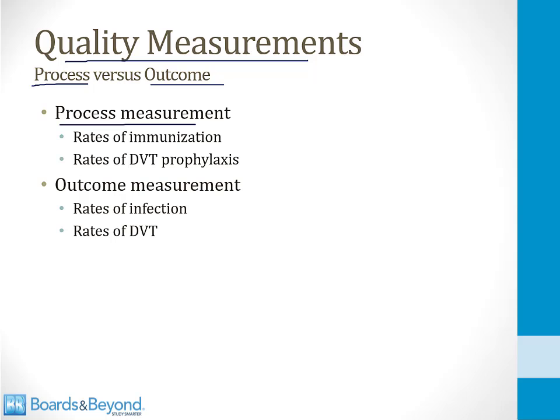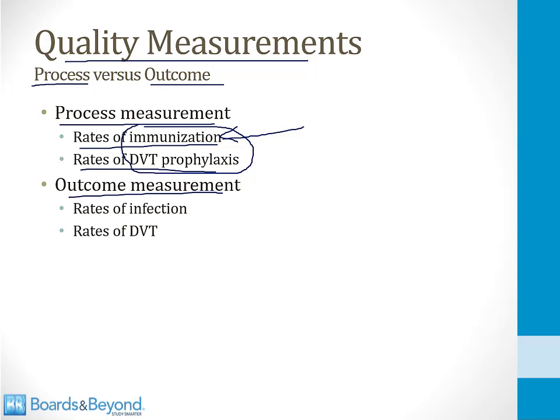A process measurement is a measurement of part of the process of caring for patients that leads to good outcomes. For example, if we measure the rates of immunization of patients in our hospital or the rates of DVT prophylaxis for patients in our hospital, these are not outcomes of care. An outcome of care is something good for the patient, like not getting an infection from immunization or not getting a DVT. Rates of immunization and DVT prophylaxis are part of the process by which we care for patients. They're good things, so we measure them, but they are not outcomes themselves.